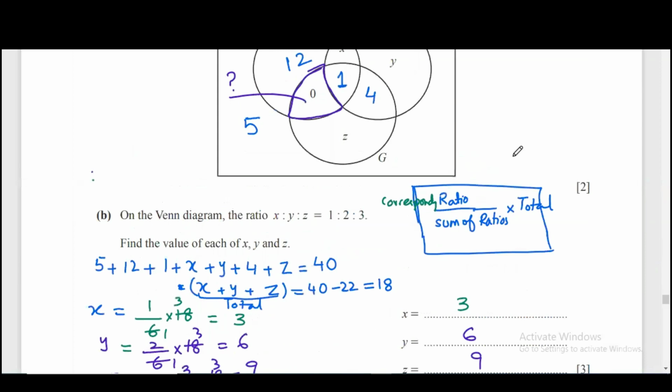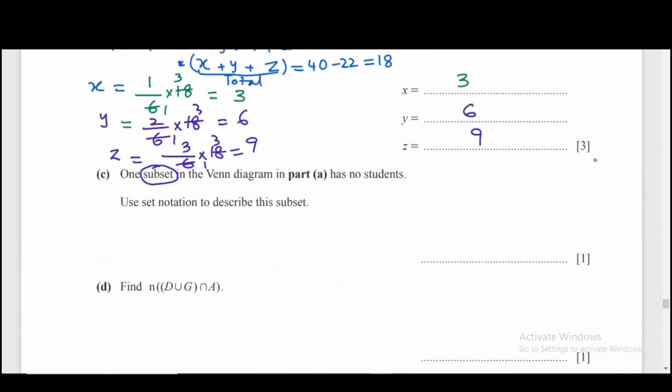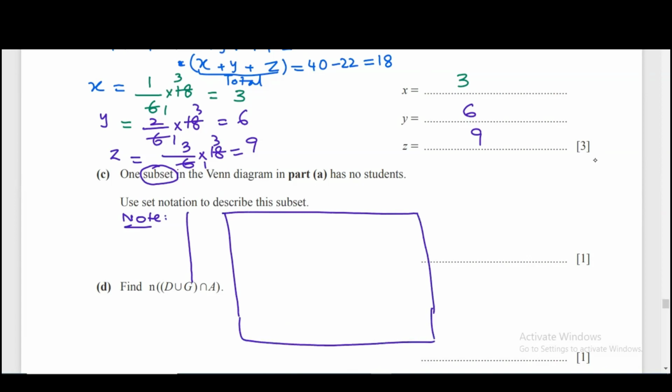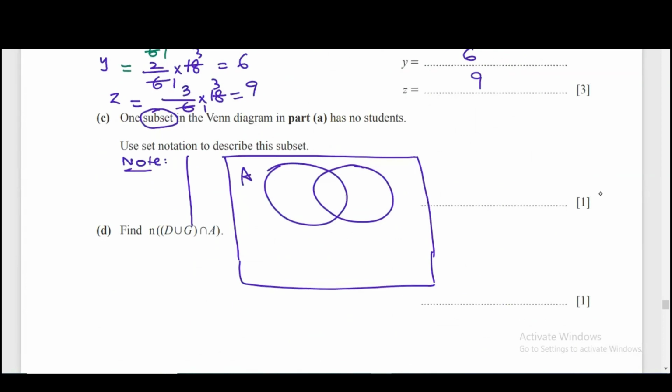There's some note here. If there are 3 sets, in this case art, dancing, and gardening, then this region is A intersection D intersection G. But as you are watching, this region is beyond D and G. So write down complement of D and G.